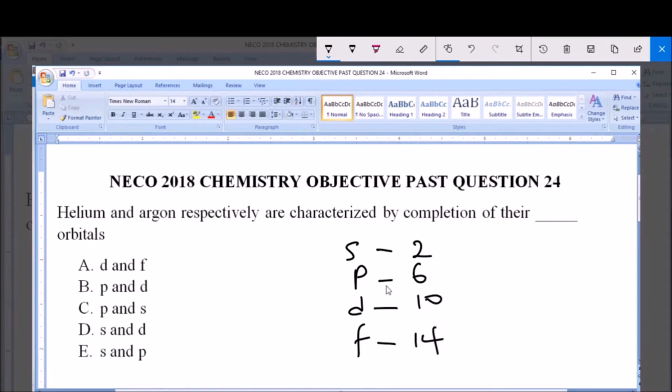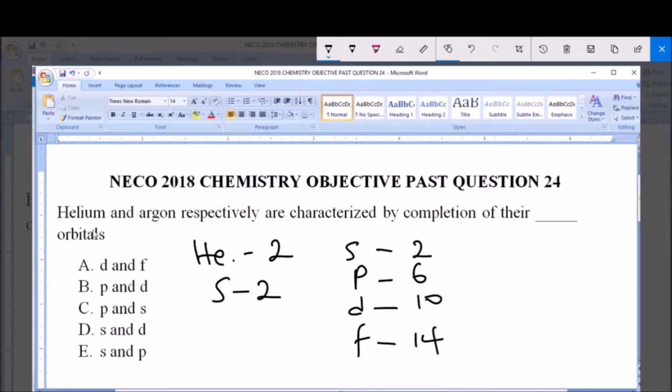Now, helium has an atomic number of 2, and therefore its s orbital is fully occupied. That is, its s orbital is completed by these 2 electrons.